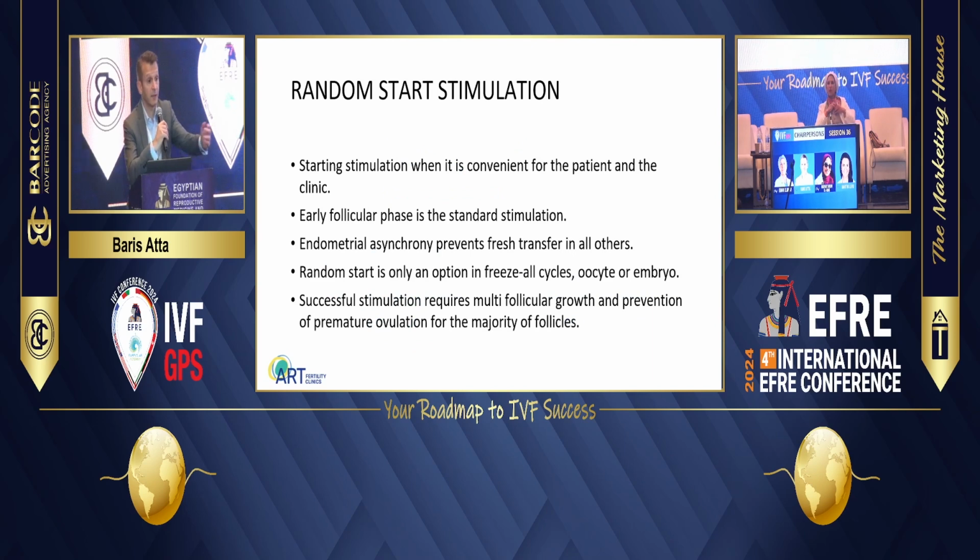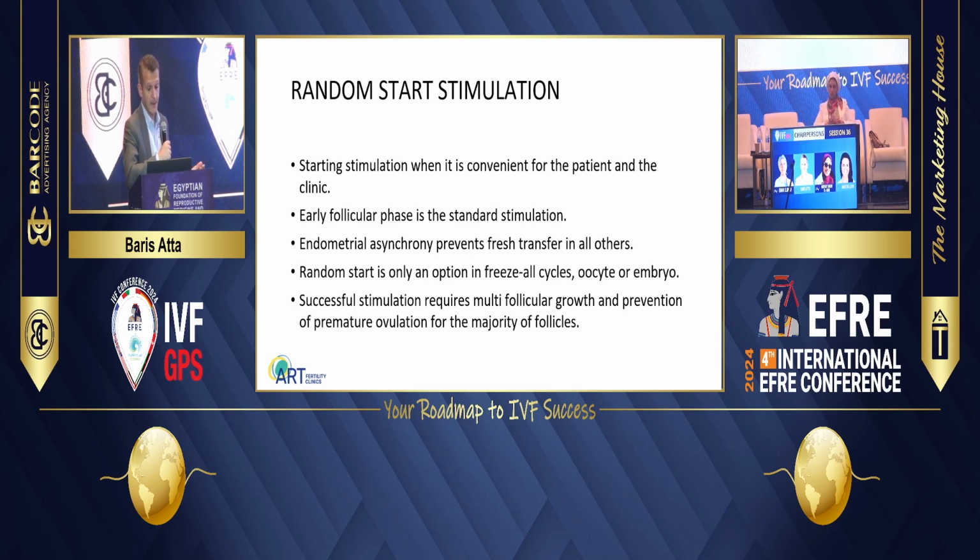So what is random start? The standard stimulation historically starts in early follicular phase. This is mainly to ensure the follicle and the resultant embryo grow in synchrony with the endometrium. So when the embryo blastulates, the endometrium will be in the receptive phase, to ensure a fresh transfer is feasible, okay? So random start is defined by follicular and endometrial asynchrony. So it is only an option if you do not have an intention for a fresh embryo transfer.